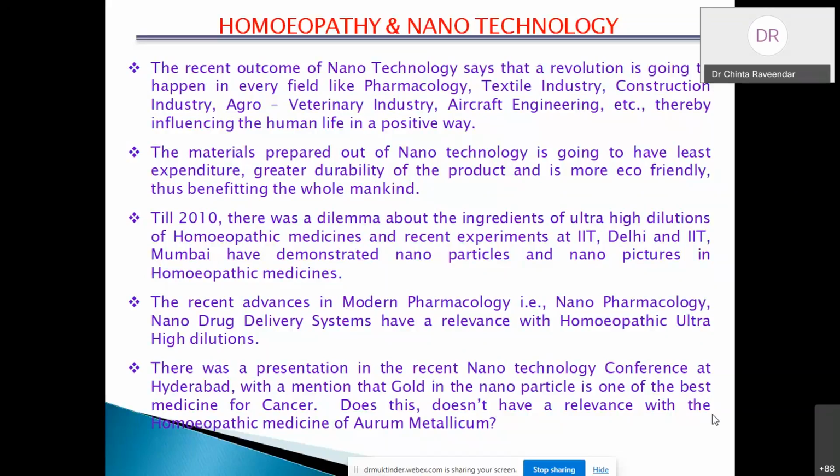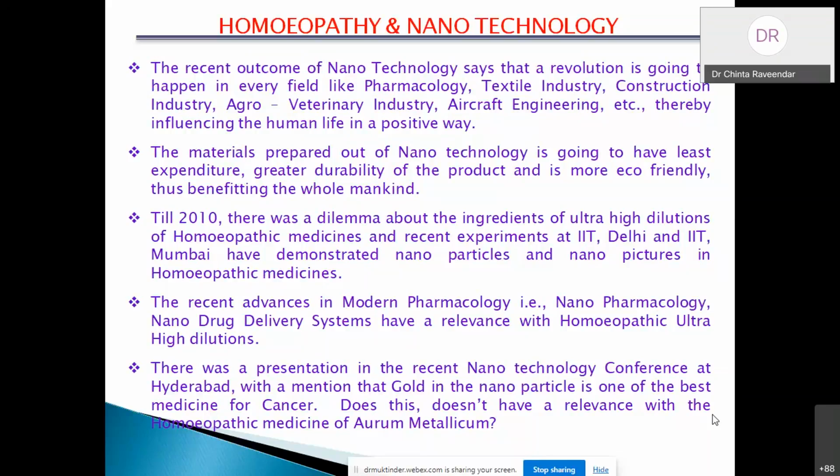Till 2010, and even after a decade, there was a dilemma about the ingredients of ultra-high dilution of homeopathic medicine. Recent experiments at IIT Delhi and IIT Mumbai have demonstrated nanoparticles in homeopathic medicine. The recent advances in modern pharmacology, nanopharmacology and nano drug delivery systems have a relevance with homeopathic ultra-high dilution.